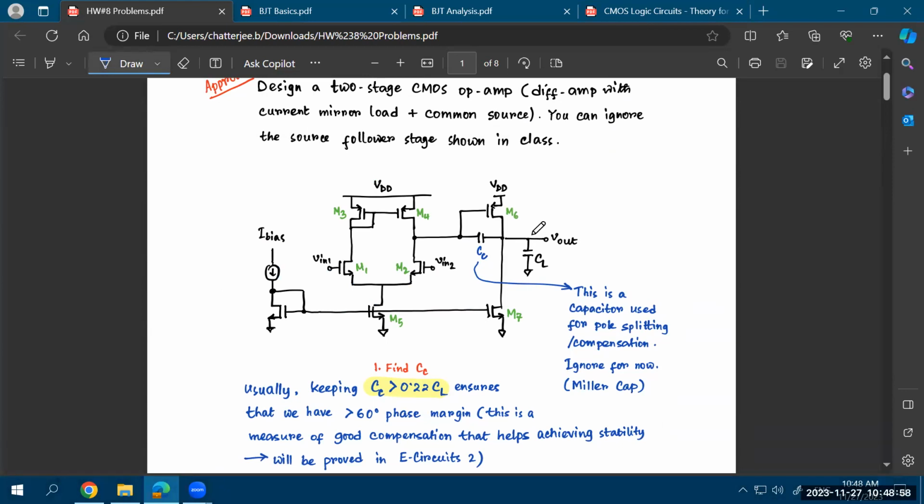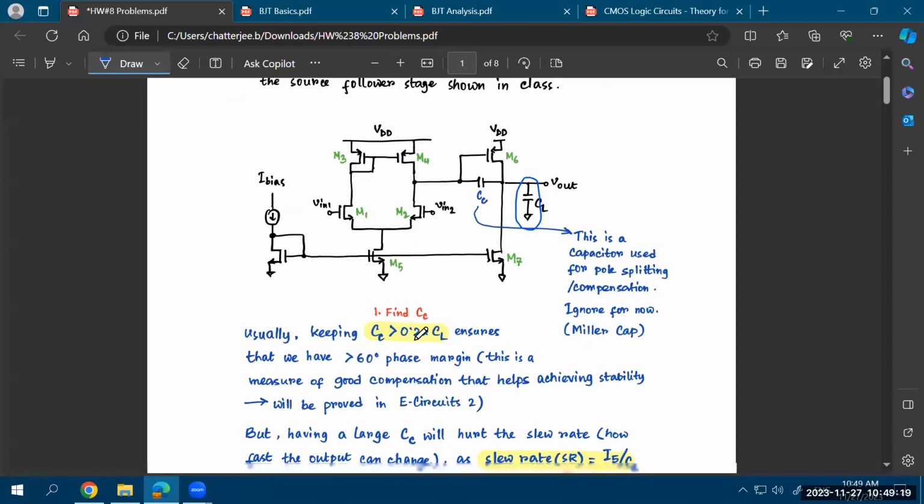So you might be designing op-amps in future. For example, if you're doing an internship at TI or Analog Devices, it's one of the very basic fundamental circuits they start with. And they want to know whether you know how to design an op-amp or not. So the first most important step is that you should know what the load capacitance is.